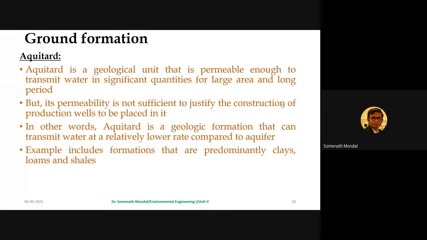Aquitard is a geologic formation that can transmit water at a relatively lower rate compared to the aquifer. That is pretty much obvious, that though it has the transmissibility properties, but it is quite lesser compared to the aquifer. And if we talk about the examples, predominantly clays, loams, shales, these are the type of formation where you can see aquitard.